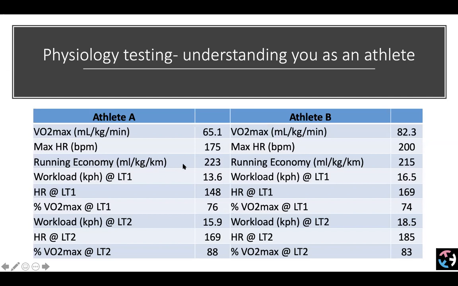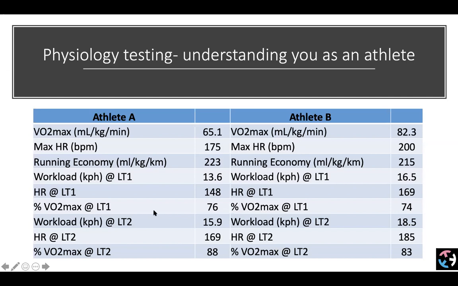Now we look at running economy. You might understand that the 223 and 215 might have no significant meaning. These are okay, but from an elite triathlete point of view, we want to look at that down to the 200 mark or below, and even age group athletes with a lot of running background can show that it could potentially be under 200. So that's something that these athletes could potentially work on.